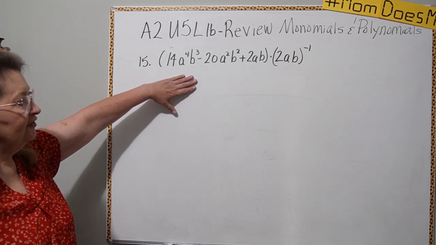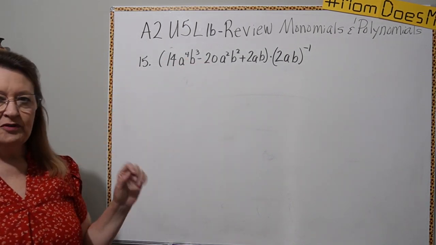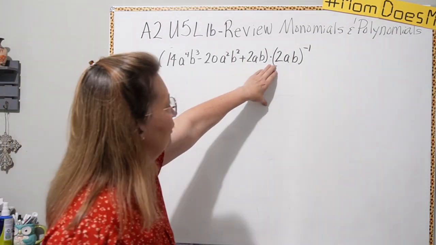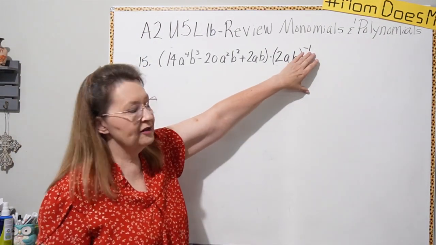Okay, so here's number 15. Now this one is multiplication. What's it doing in the division section? But then when you look down here, this 2a is raised to what power?